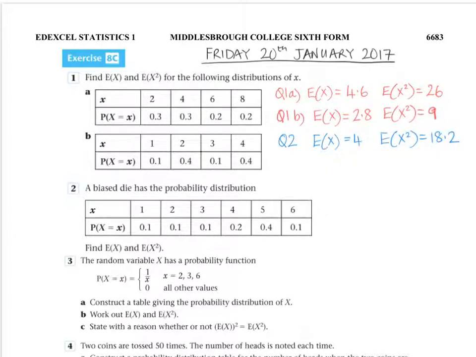This is the stats lesson for Block B on Friday the 20th of January.